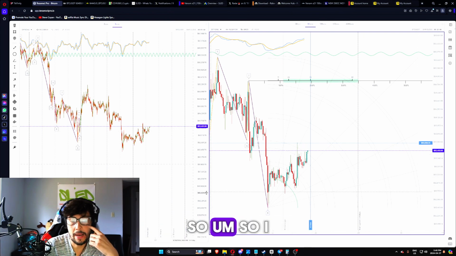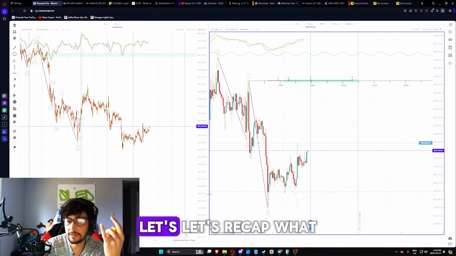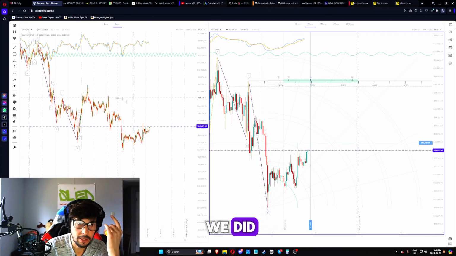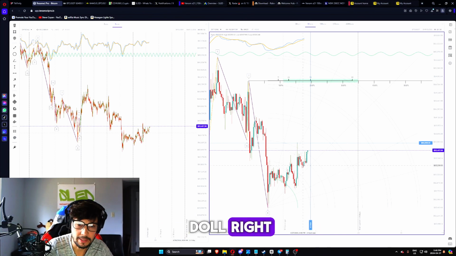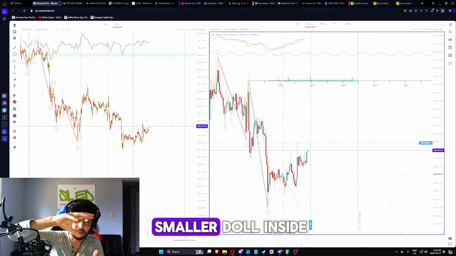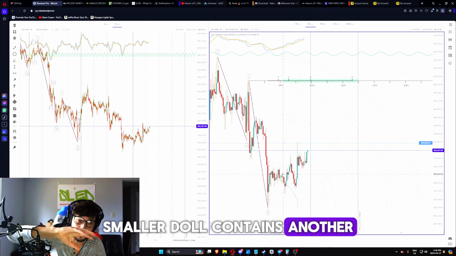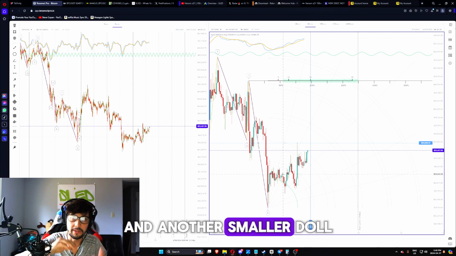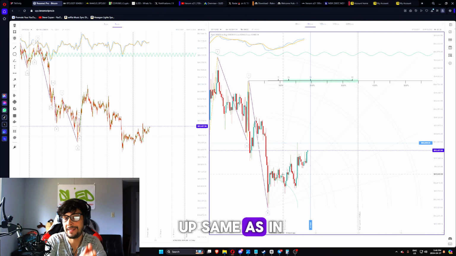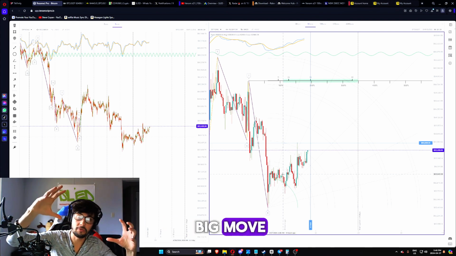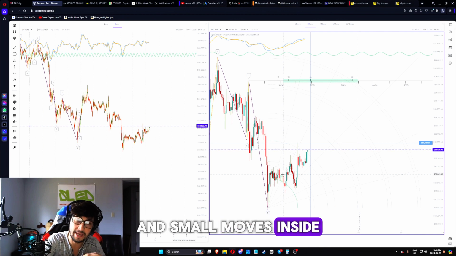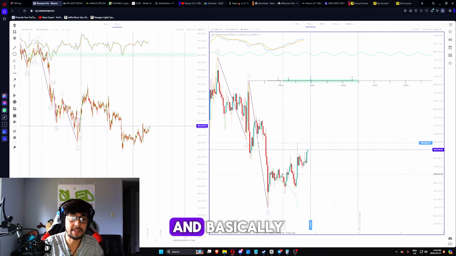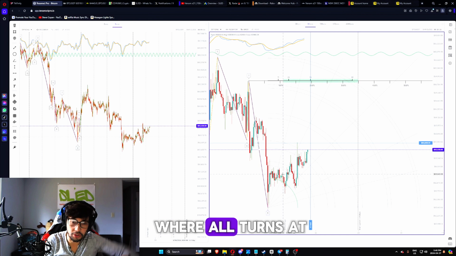All right, so I taught you about inflection point. Let's recap what we did. How to spot it. Think of an inflection point as a Russian doll. Big doll contains a smaller doll inside. Smaller doll contains another smaller doll and another smaller doll. So it all stacks up. Same as in here. So we have one big move, then we have smaller moves inside it, and smaller moves inside a different time frame. And basically, you're trying to pinpoint where it all turns at the same time.